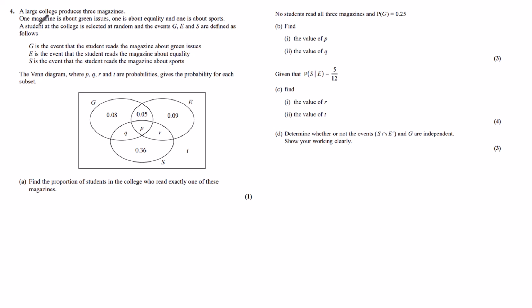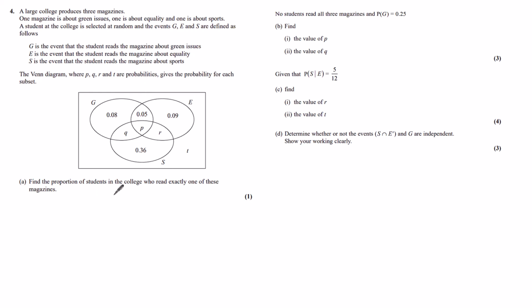Question 4. A large college produces 3 magazines. One magazine is about green issues, one is about equality, and one is about sports. A student of the college is selected at random, and the events G, E, and S are defined as follows. G is the event that a student reads the magazine about green issues. E is the event the student reads the magazine about equality, and S is the event the student reads the magazine about sports. The Venn diagram, where P, Q, R, and T are probabilities, gives the probability for each subset.